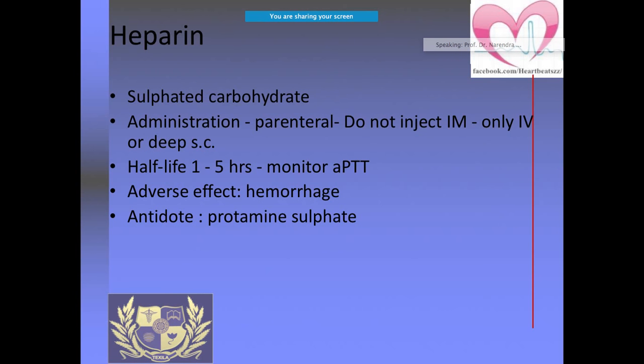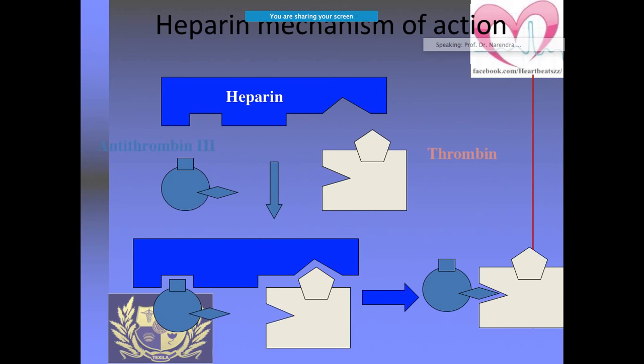The average half-life is almost 1 to 5 hours. And if you want to monitor the action of the heparin, you should do a test. What is the test for that? Does anyone remember? The test is called APTT. And as we all know, the antidote for this drug is called protamine. So this is how the heparin acts.